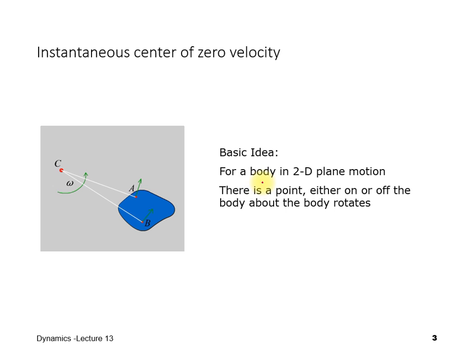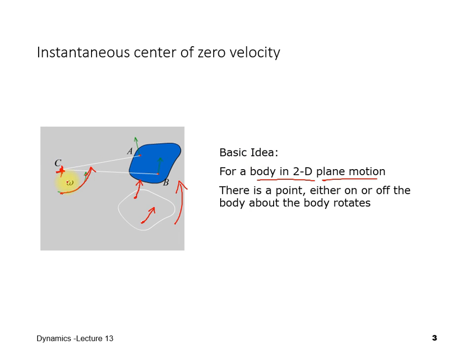The basic idea is in a 2D body plane motion, there is a point either on or off the body about which the body rotates. So let's consider this blue rigid body at point A and point B over here. Point A is having a velocity in that direction, meanwhile point B is having a velocity in this direction. So it seems like point A and point B have an angular velocity about a center of rotation, where the point of rotation is at point C. So when the rigid body is moved to another position, the zero velocity point remains at point C. So that is the understanding of the instantaneous center of zero velocity.